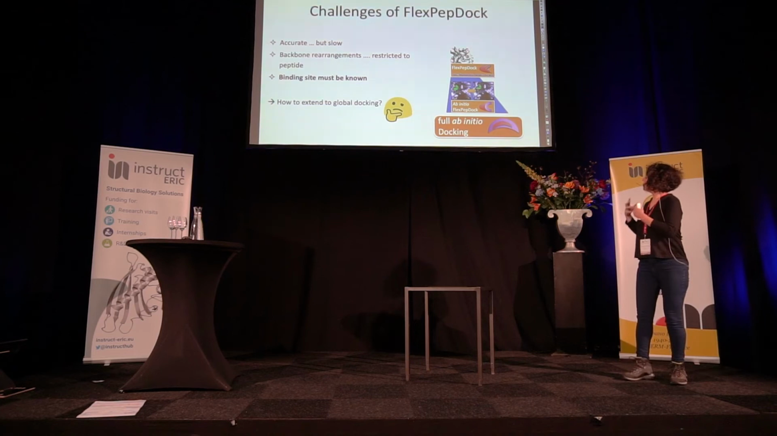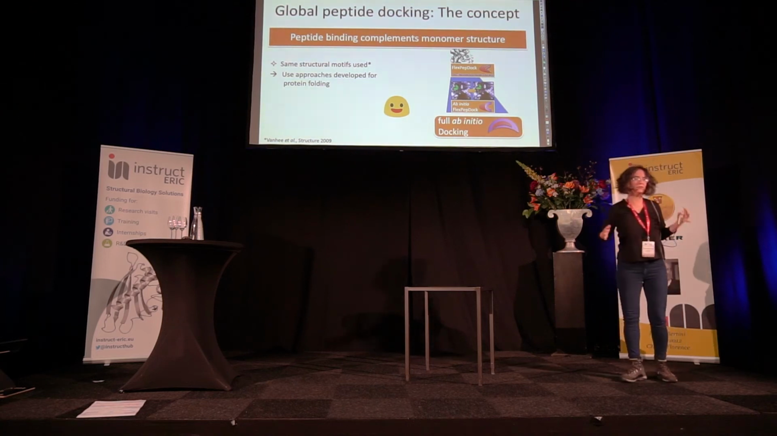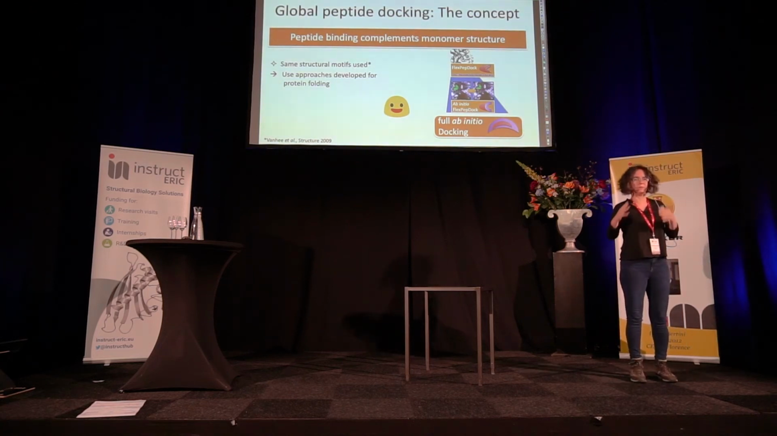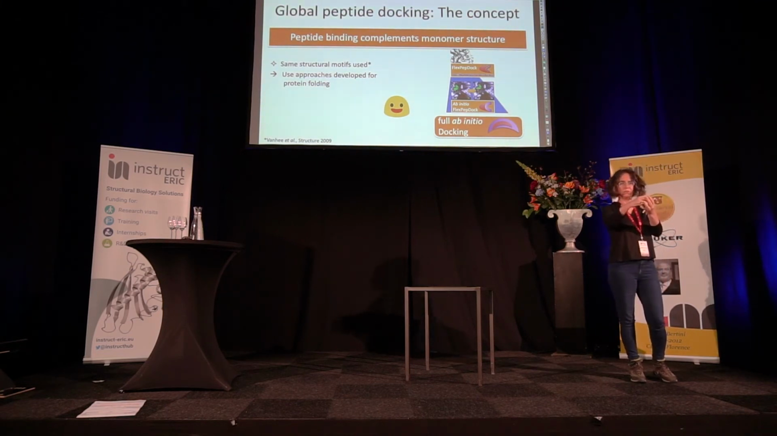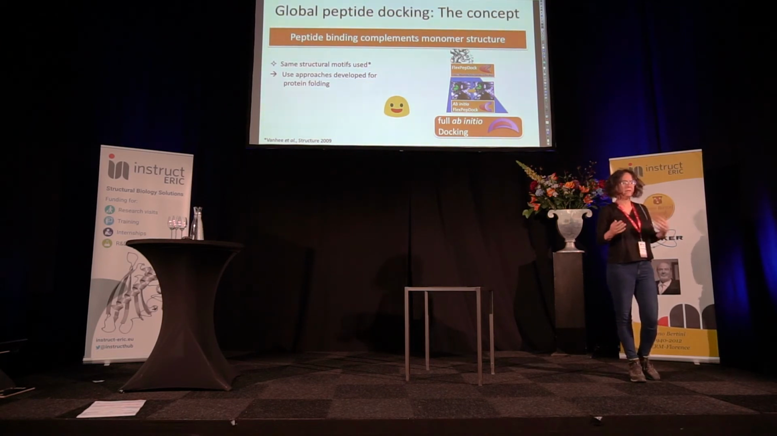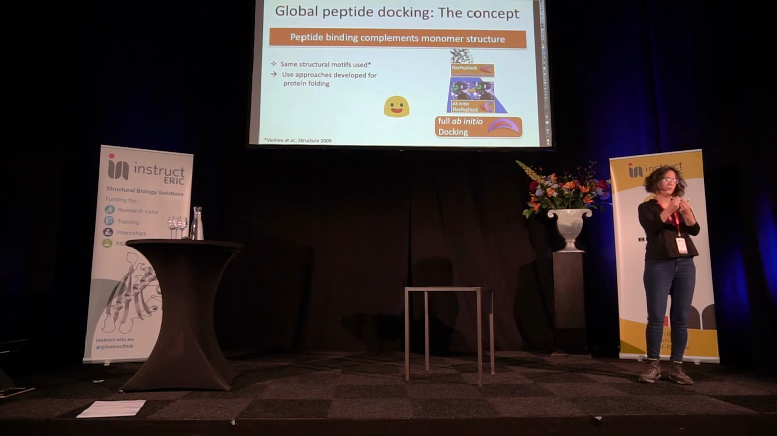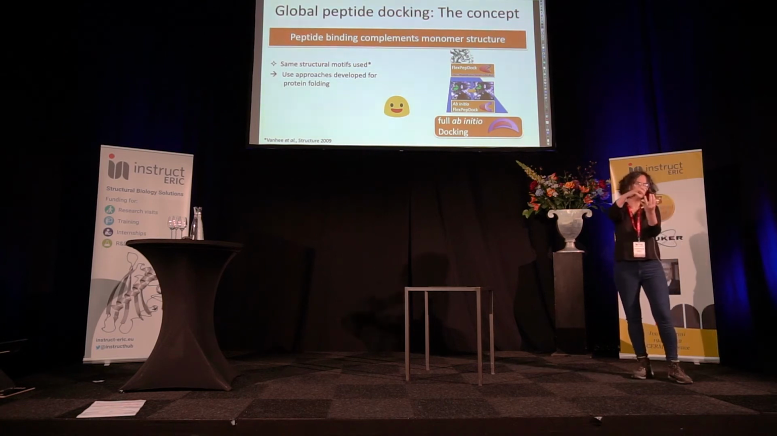So we thought about peptide docking in the following way. There was a study about 10 years ago by the group of Serrano that showed that the structures of peptide-protein interactions actually look like monomer structures. So it's not something very new. We also looked at many experimental structures, and we saw that the basic patterns that characterize interactions also occur in peptide-protein interactions, and in many cases these interactions really look like a complementation of the protein monomer.